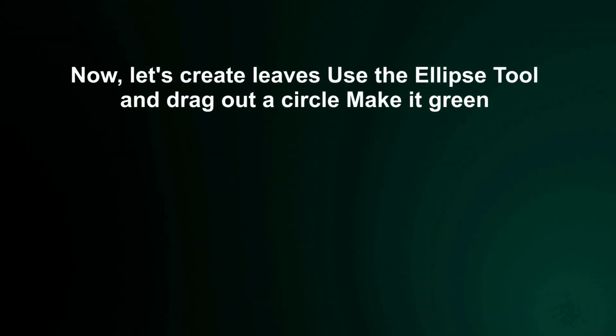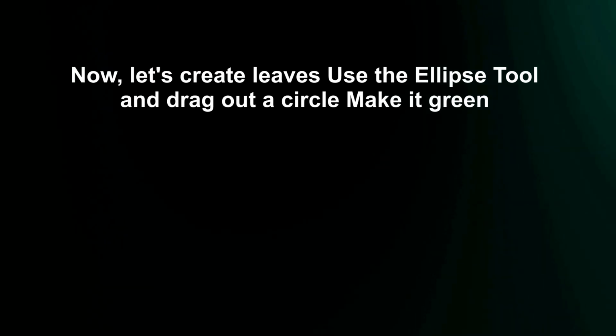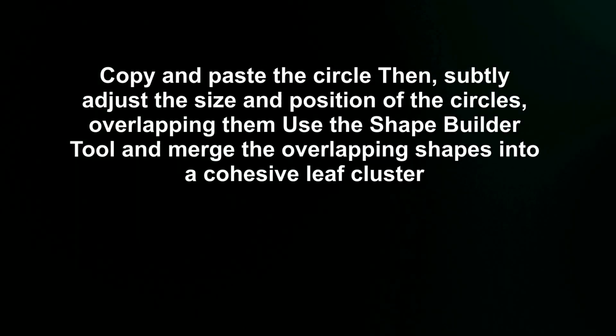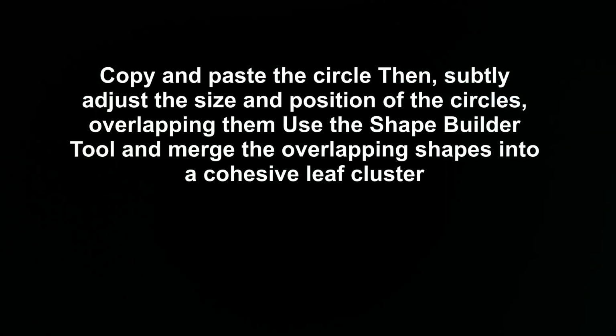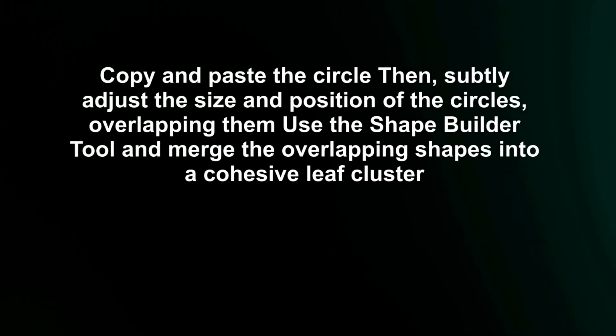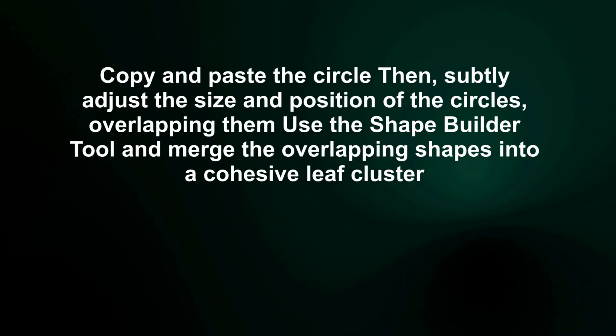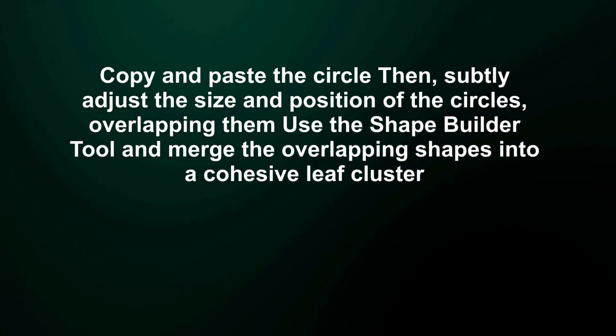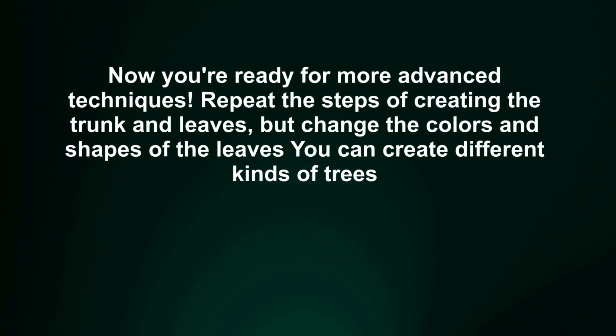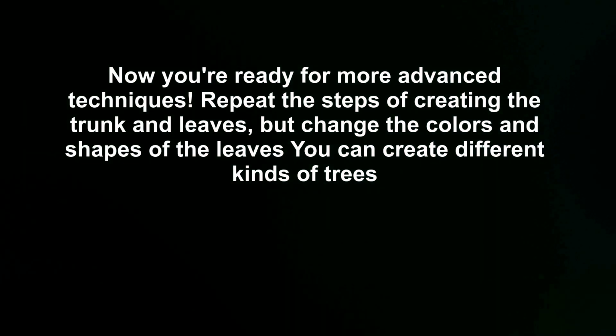Now, let's create leaves. Use the ellipse tool and drag out a circle. Make it green. Copy and paste the circle, then subtly adjust the size and position of the circles, overlapping them. Use the shape builder tool and merge the overlapping shapes into a cohesive leaf cluster. Now you're ready for more advanced techniques.